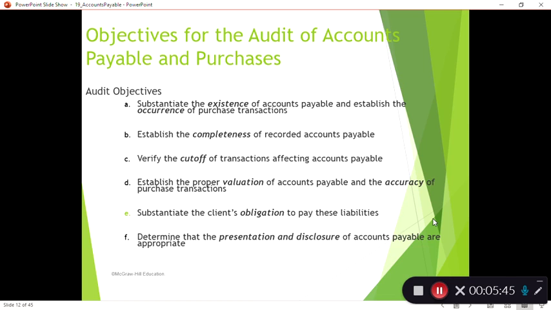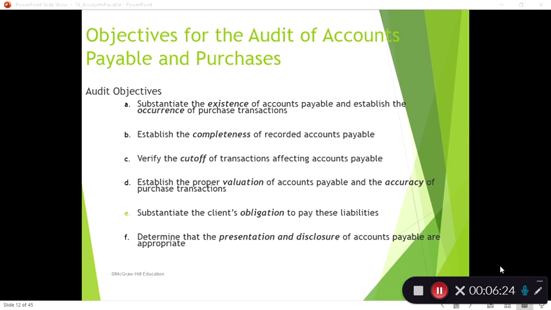And this is actually the primary assertion for accounts payable, because that's usually what managers are incentivized to do, right? Is to lower the amount of liabilities they record. The next is cutoff, making sure they're in the proper period. Then establishing proper valuation of accounts payable on the balance sheet, and then accuracy of the actual transactions. And then substantiating there is an obligation to pay, and also making sure that presentation and disclosure is appropriate.